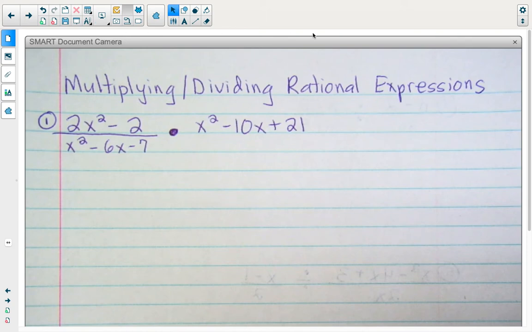Hey y'all. Today we're going to multiply and divide rational expressions. Yesterday we simplified rational expressions, so you factor the top, factor the bottom, and then see what cancels. Today we're going to multiply and divide them.